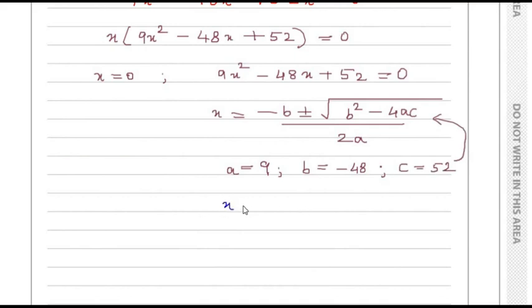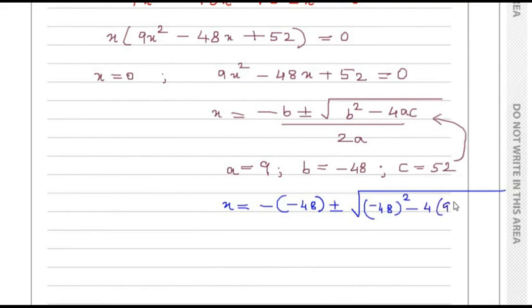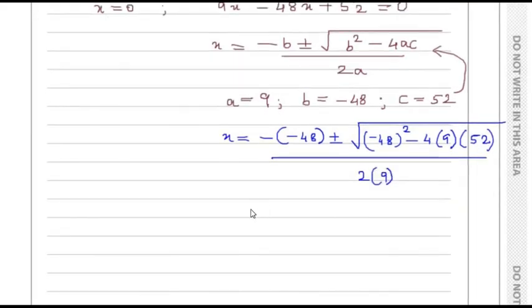So we have x equal to minus of minus 48 plus minus square root of minus 48 square and minus 4 times a, which is 9, and c, which is 52, over 2 times 9. So we have minus of minus, which is plus 48. Let us see what we get for the square root term.